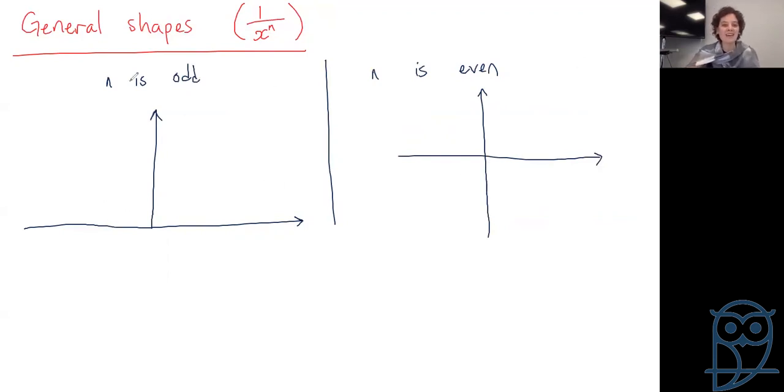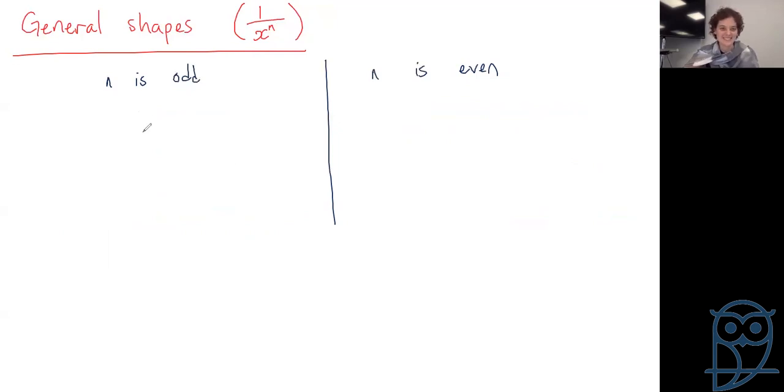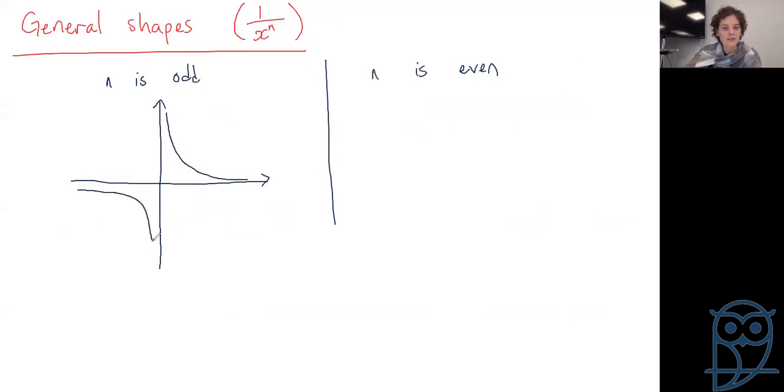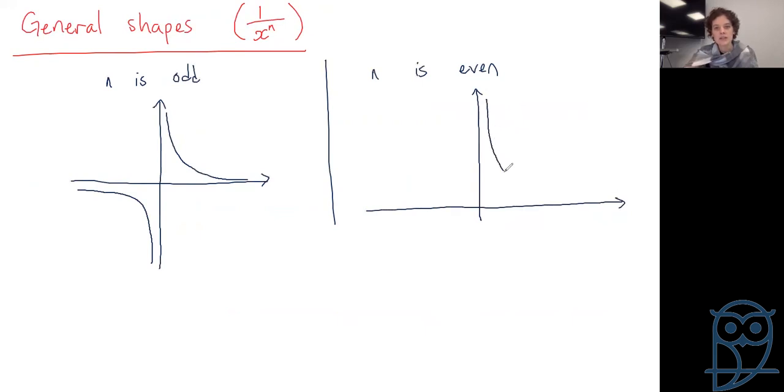Okay, so if n is odd, 1 over x, 1 over x cubed, 1 over x to 5, I've drawn these back to front. Then we have this one, and our graph is going to sit in this quadrant here and this quadrant here. Okay, if n is even, then our graph is going to sit in this quadrant here and this quadrant here.